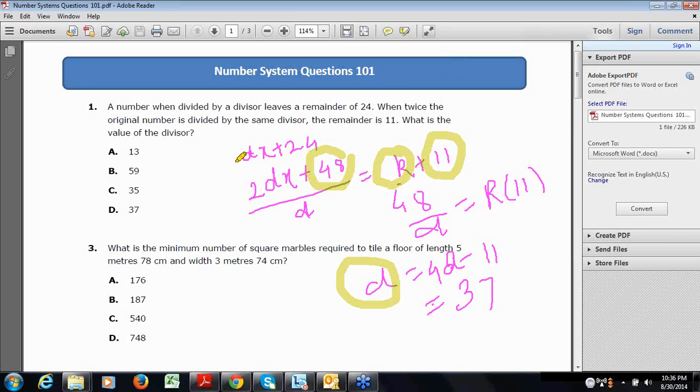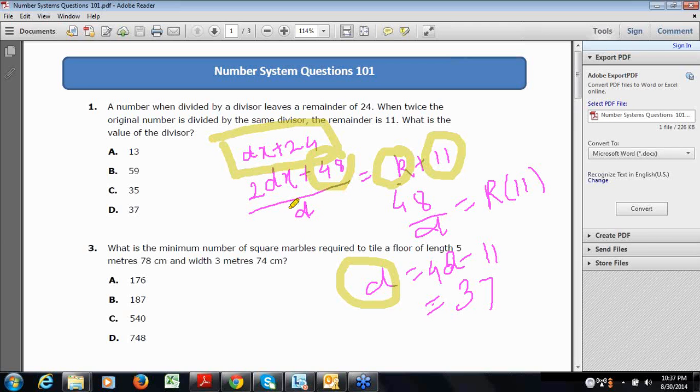There is nothing called x. See, let me do this once again for you. So, when you are dividing a number by a divisor D, the remainder is 24. So it can be written in the form of dx plus 24. Now you have to double this number. If you are doubling this number, it will be 2dx plus 48, where D is the divisor. So now you are dividing the same number by D.